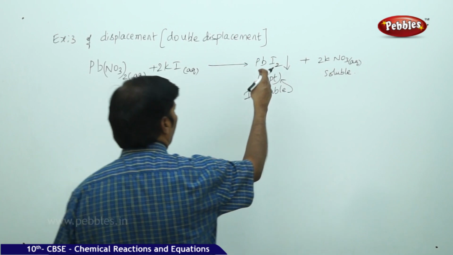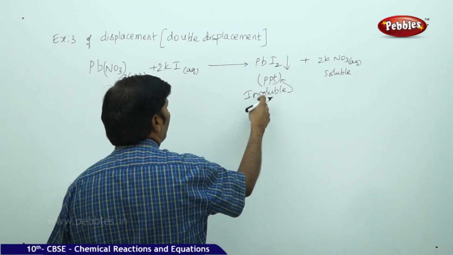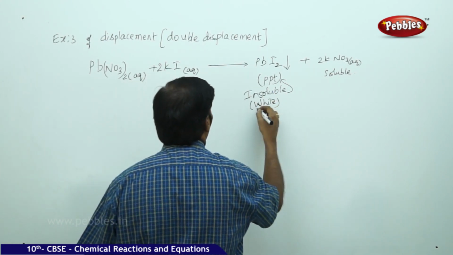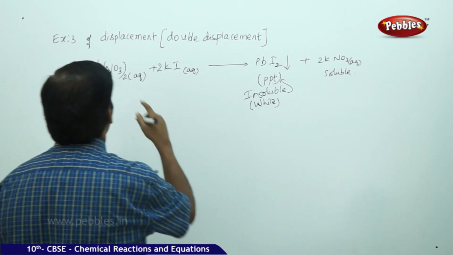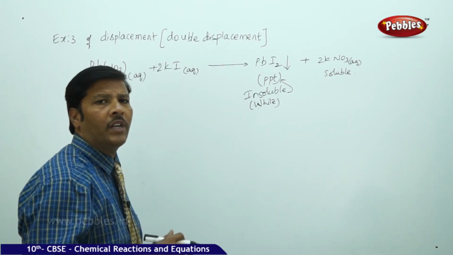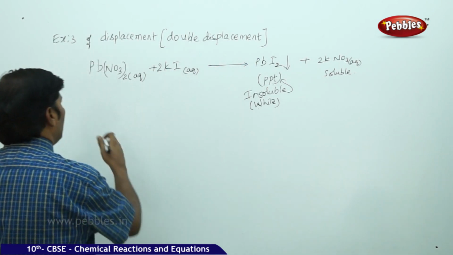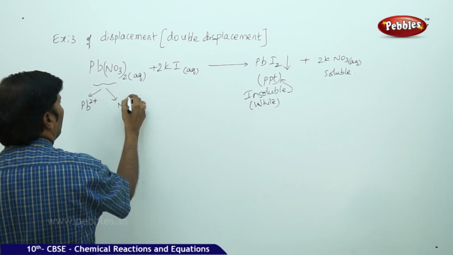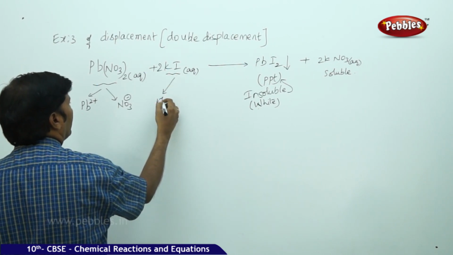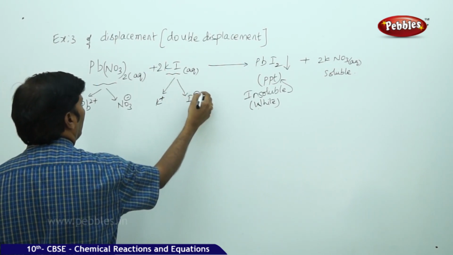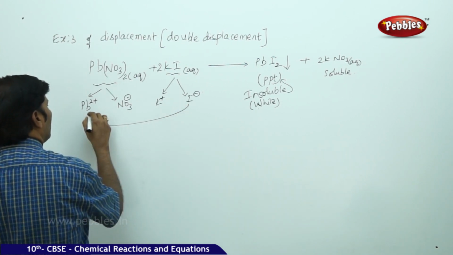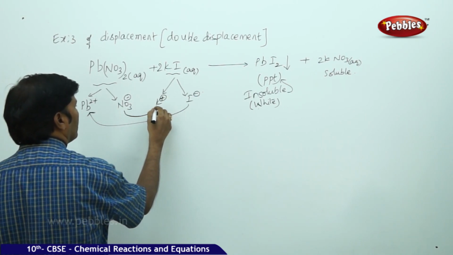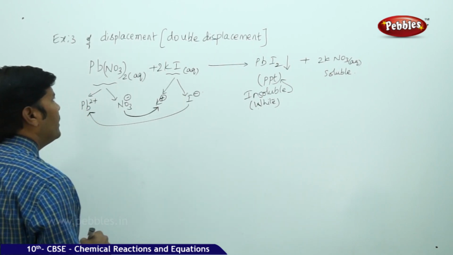When it forms a precipitate, it has a color. Here it is an insoluble precipitate, and these are some of the most prominent examples of double displacement reactions. In lead nitrate, we have one plumbous ion and one nitrate ion, and here we have one K plus ion and one iodide ion. So the iodide is getting exchanged to the plumbous ion, and the nitrate is getting exchanged to the K plus ion. This is the double displacement reaction.